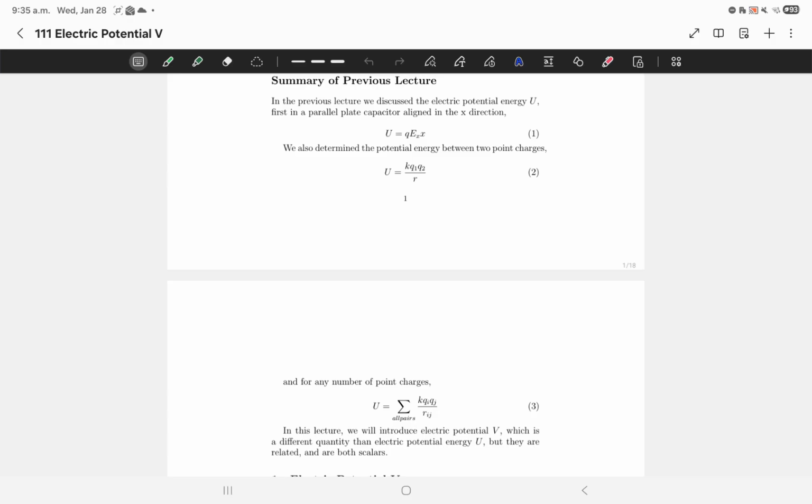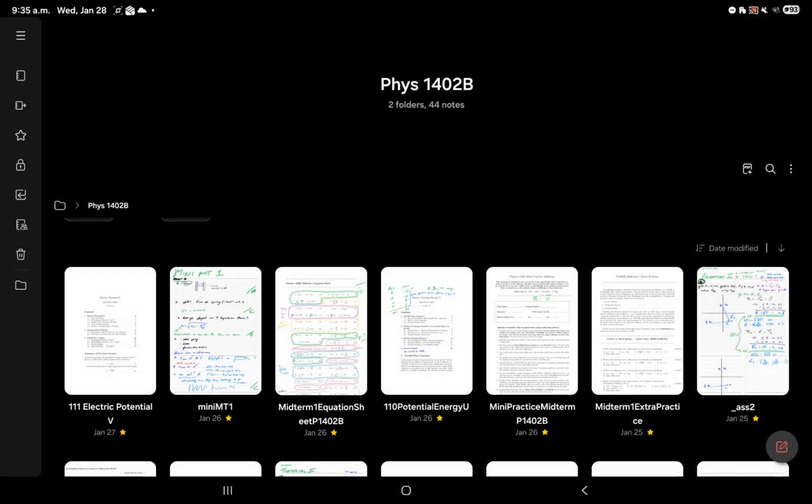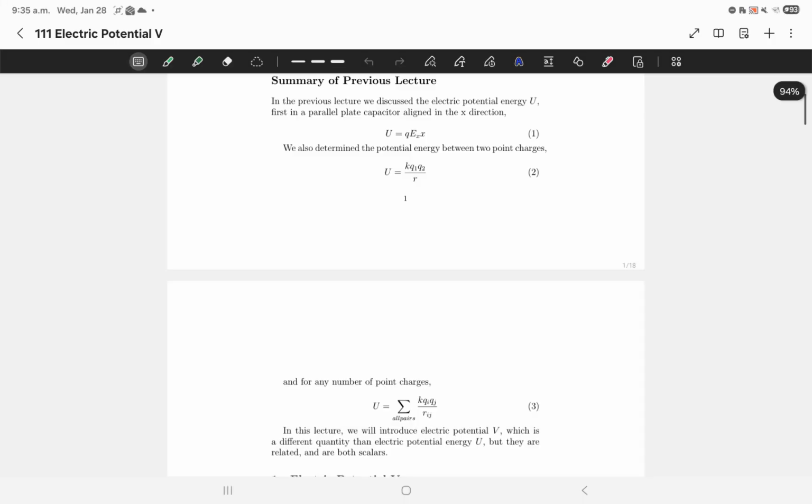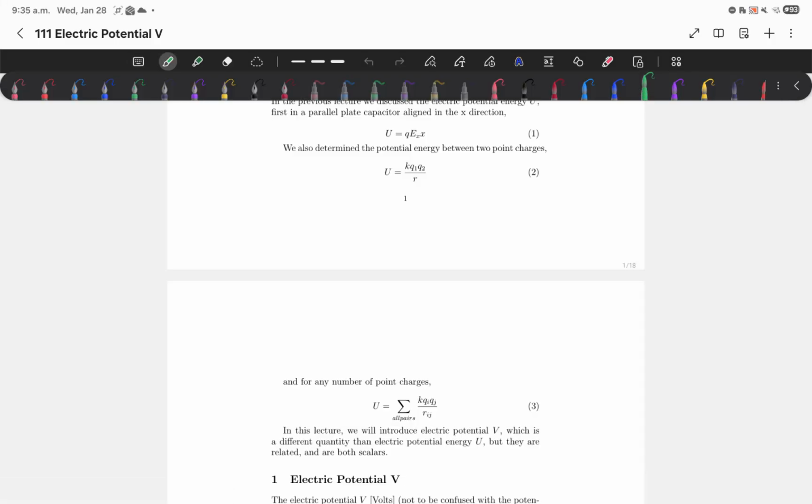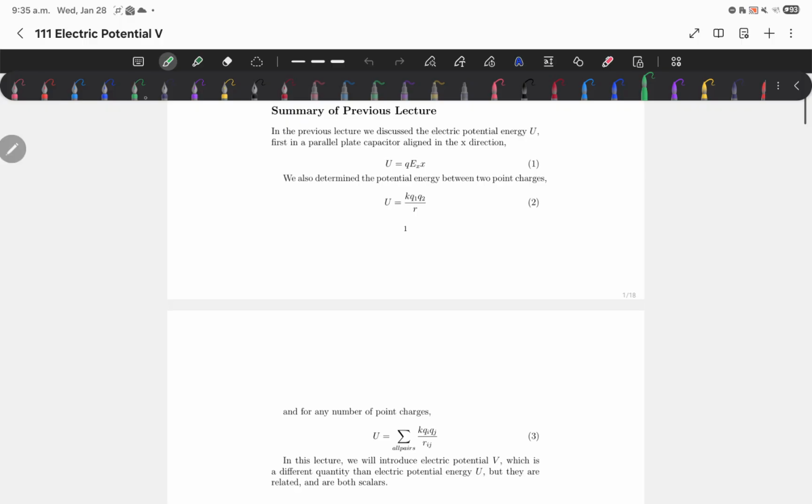In this lecture, we're talking about a different quantity called potential. We call it the electric potential V. Not to be confused with the potential energy U. I don't know why they did this. Terrible naming convention. U, it's energy, units joules. V is a new thing we're introducing today, and it's the final topic of part 1 of the course.